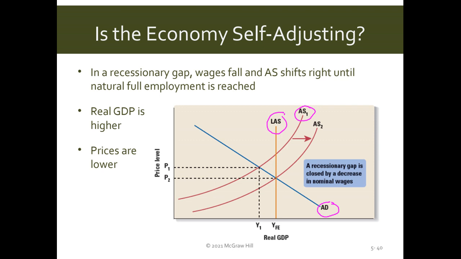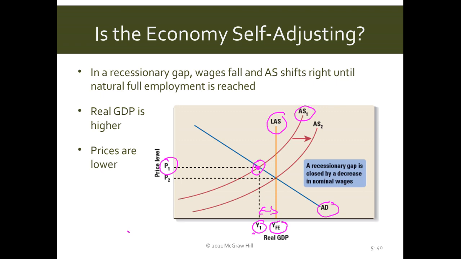This is the equilibrium price right now. So we have equilibrium price P1. Let me mark this P1. Y1 is the equilibrium real GDP, but full employment or potential GDP is higher than equilibrium GDP. So we have recession, right? Recession means unemployment in the country. So we have unemployment.